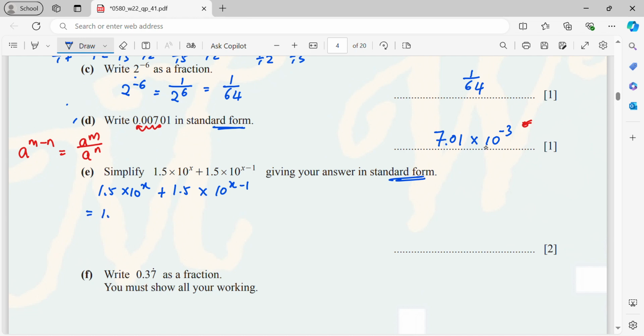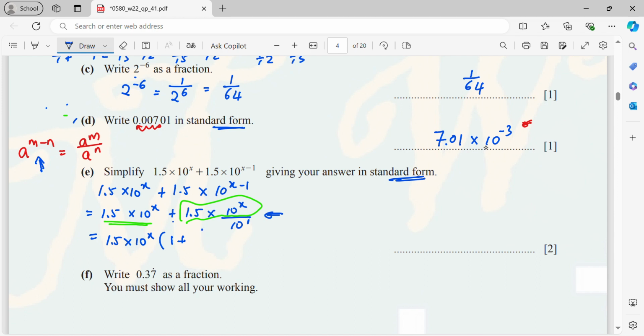So here it becomes 1.5 times 10 power x plus 1.5 times 10 power x minus 1. Referring to this formula, it will be 10 power x over 10 power 1. From here, I notice that 1.5 times 10 power x is common. So that means I can factorize the common term. Then this is 1.5 times 10 power x. Once you factorize this term from the first term, 1.5 times 10 power x is basically 1. And then you still have the plus, together with this over 10 power 1.